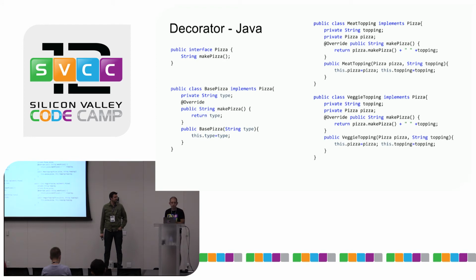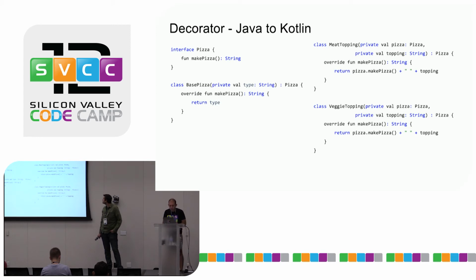We have a pizza example, a base pizza, and we have some toppings. How we use this: we create the base pizza, then each topping will wrap the pizza, and each time the caller calls make pizza, the wrapper class is responsible for adding its own behavior and calling make pizza in the enclosed class. So you can add an unlimited number of decorators because we have a pizza variable in each object, and they share the same interface. So you can wrap as much as you want.